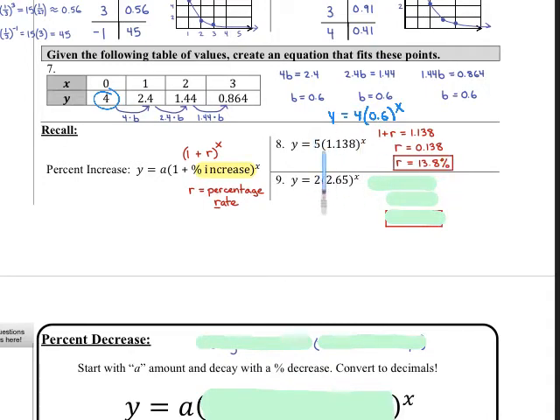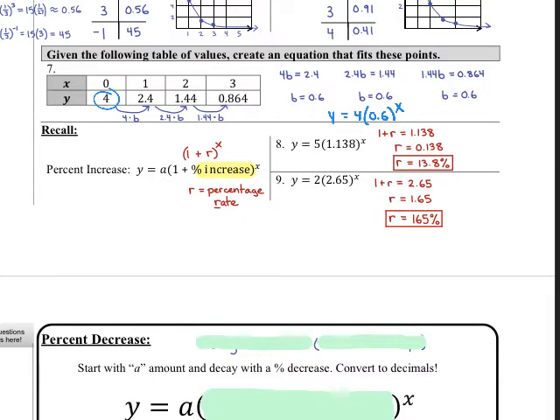So what that means is this function is growing, it's increasing. You can tell that because the b value is above 1. So it's growing by 13.8%. Every time x goes up by 1, y goes up by 13.8%. For the second one, we have a growth factor of 2.65. If we subtract 1 from that, we get 1.65. We multiply that by 100 and we get 165%. So every time we increase x by 1, this function is going to increase in value by 165%. All right, so that's how we do it for percent increase.